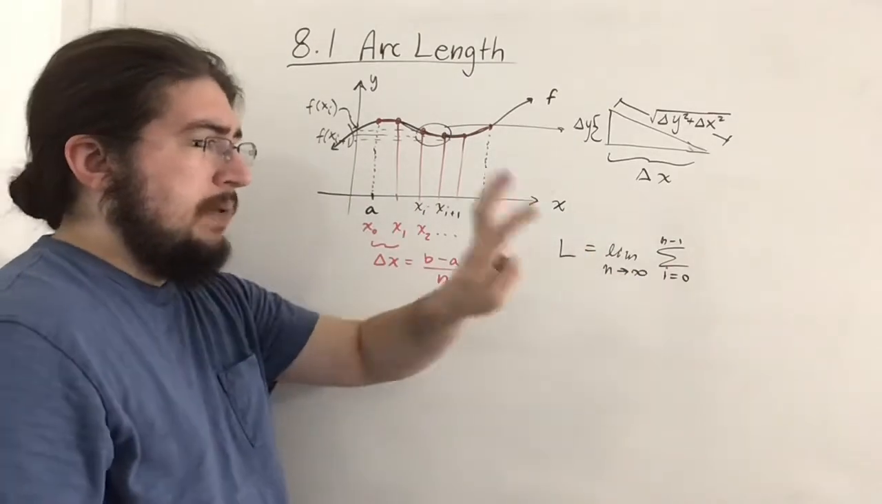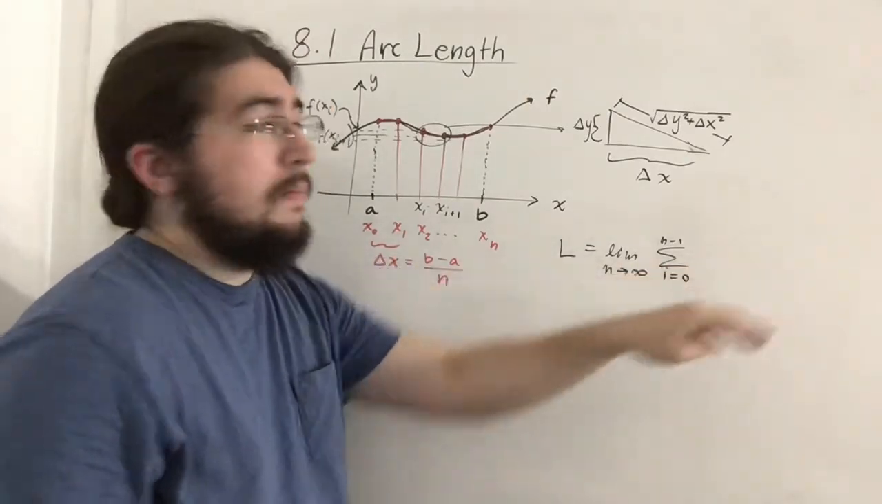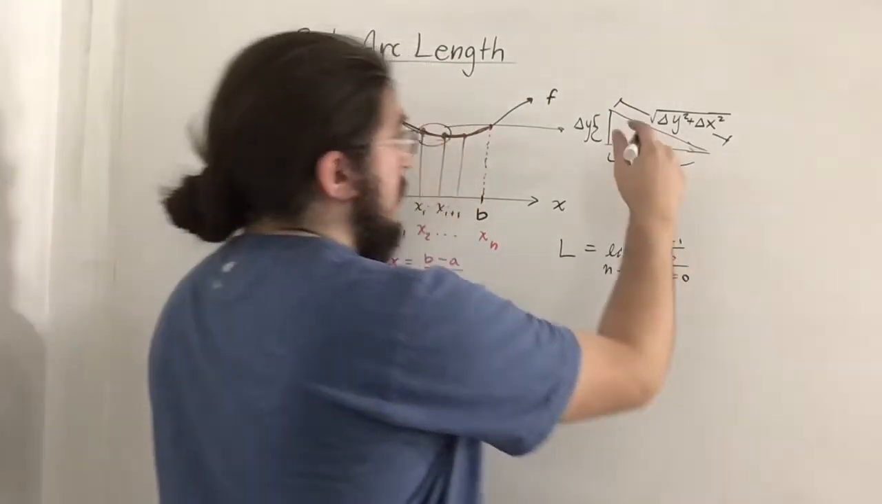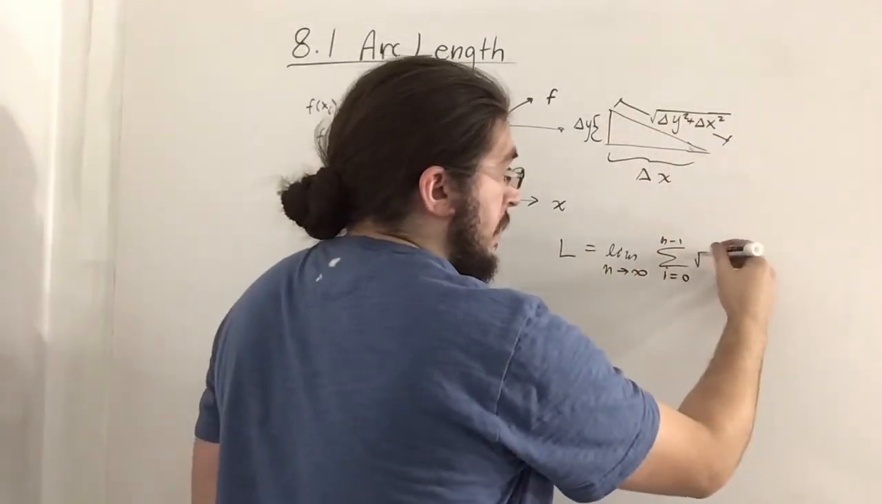You'll see the big part of this explanation is the inside of the sum. The inside of the sum will just be the lengths of these line segments, which are the hypotenuses of these right triangles.